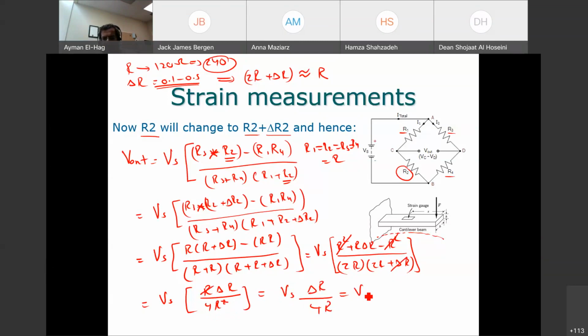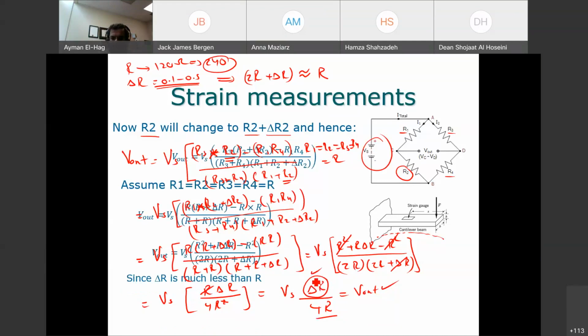And this is your V out. Now what I want to find is delta R. V out is something I measure. The R, I know it in advance. Vs is the supply here. So I know everything, and then I can find my delta R.